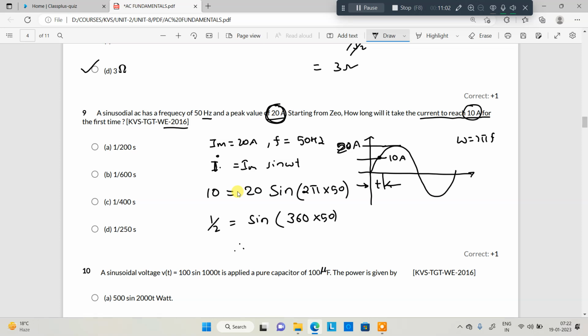So finally, omega t, right? Here t is there. So you want time t. Therefore time t is equal to sine inverse of 1 by 2, which is 30 degrees, divided by 360 into 50. Okay, that will be equivalent to 1 by 600 seconds. What is the answer now? 1 by 600 seconds. Option B is the correct option.